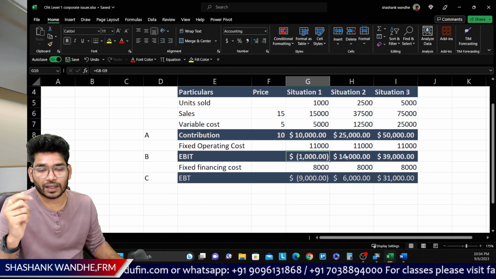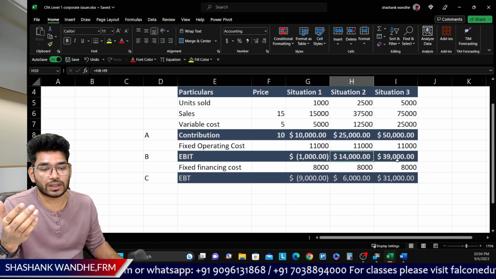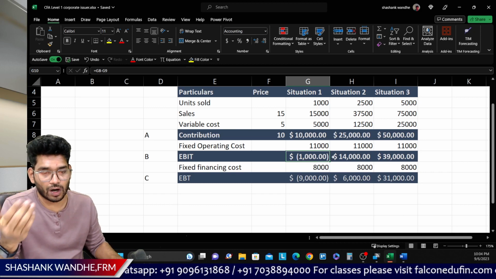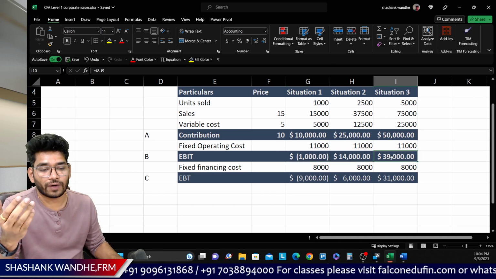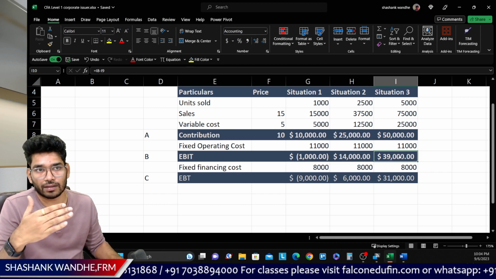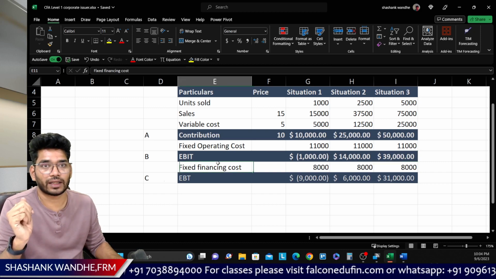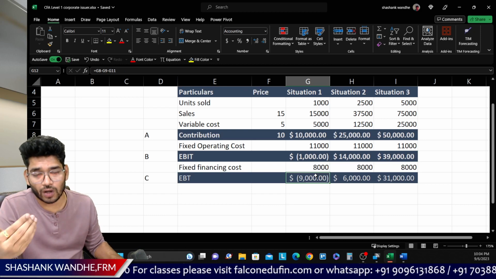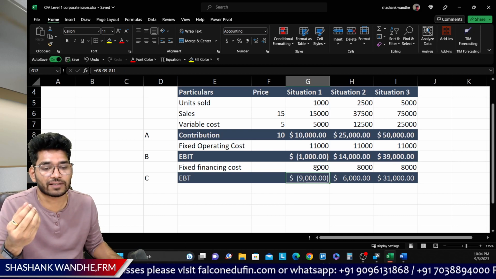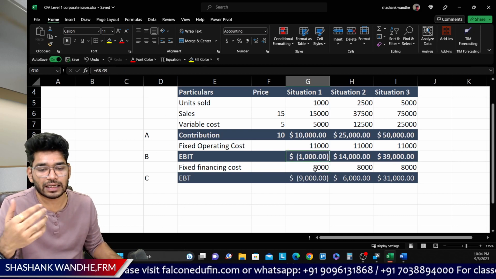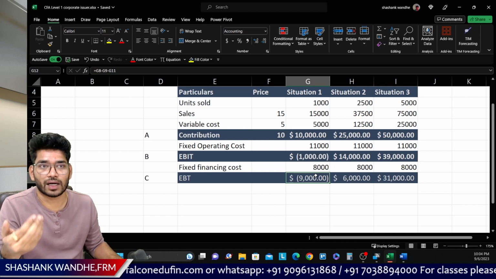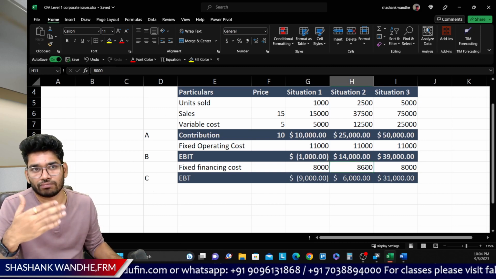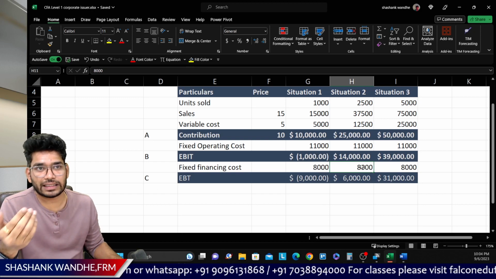So EBIT is 1000, then 14,000. In the first case, it is a loss. In the next case, it is a profit, and in situation 3 also you have profit. Then you have the fixed financing cost, which is 8,000. Your losses will escalate because of this fixed financing cost, because you are already generating losses. So your losses will escalate to 9,000. Here you have the fixed financing cost, that is the interest of 8,000.